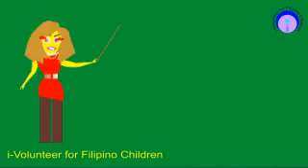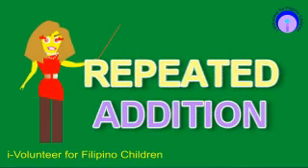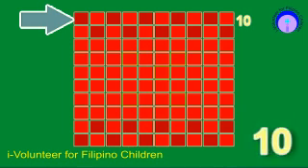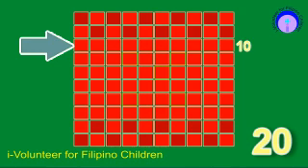At para naman sa hindi pa marunong mag-multiply, meron tayong repeated addition. Paano? For every row, there are 10 blocks. All of the blocks are red. The first row, we have 10 red blocks. For the second row, we have 10 blocks added to the first 10, that becomes 20. On the third row, we have another set of 10 red blocks. The 10 red blocks are added to 20 to become 30.